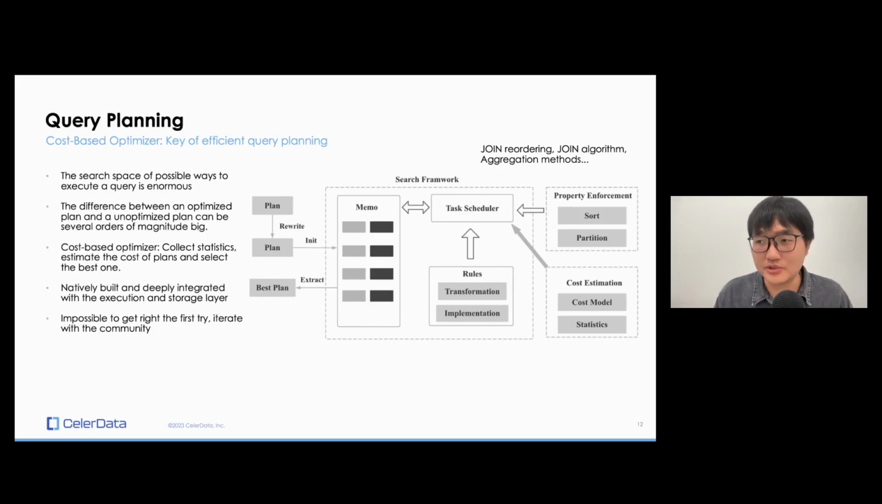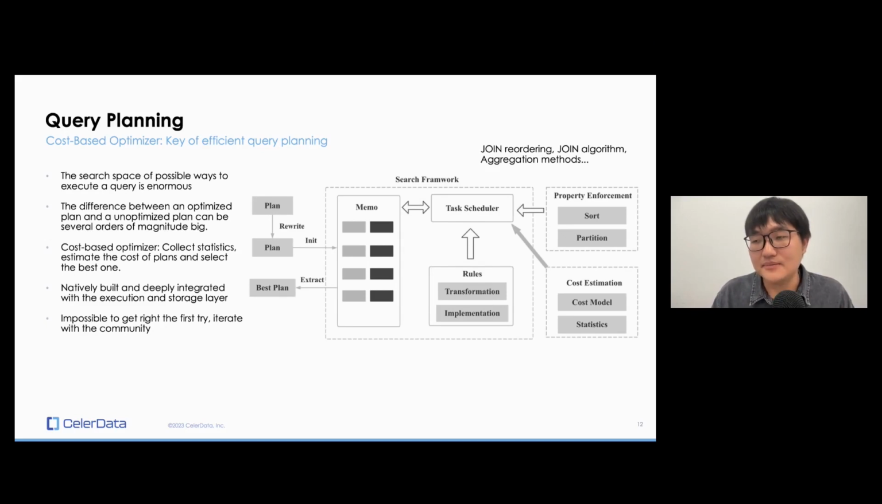Just for join reordering, it is exponential to the number of tables that you're joining together, right? And you have different types of join algorithms, and different types of join strategies on the network level, right? And subquery rewrite, and a lot of different things. So the search space is enormous, right? And the difference between an optimized plan and an unoptimized plan can be several orders of magnitude.